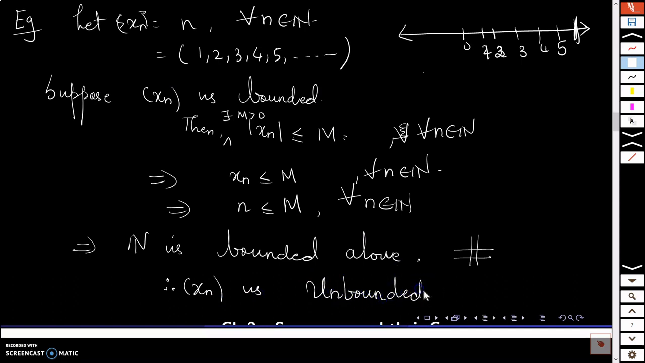Okay. What you can do is you can look out for all the other sequences that we saw, all the other examples, and check whether they are bounded or not. So this I will leave as an exercise to check whether all the remaining sequences are bounded or not.